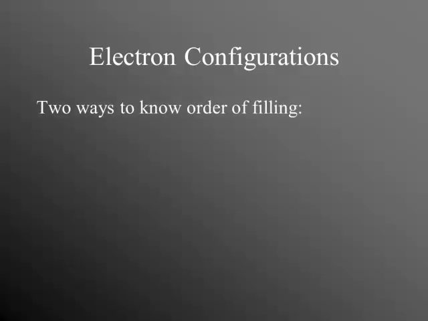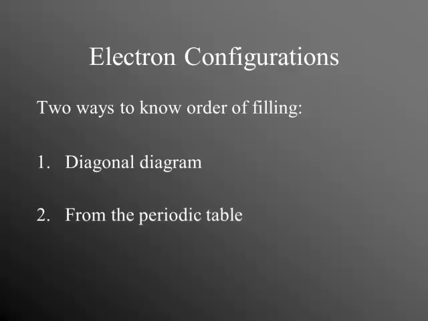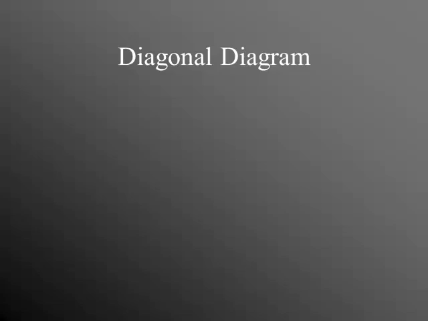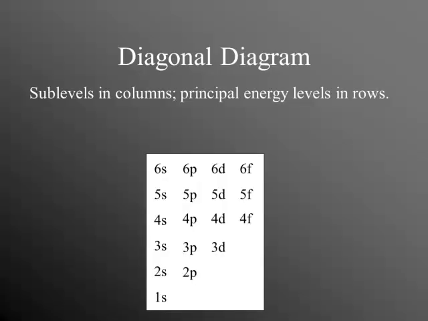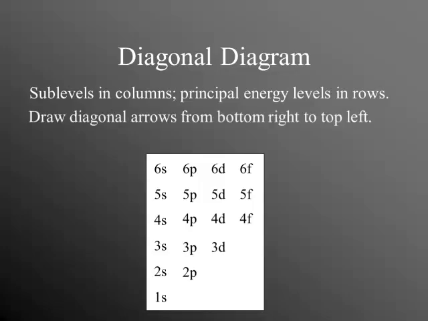There are 2 ways to know the order of orbital filling. You can draw and use a diagonal diagram, or you can use the periodic table. To draw a diagonal diagram, start at the bottom with 1s and write the sublevels in columns and the principal energy levels in rows. Then, draw diagonal arrows from bottom right to top left.